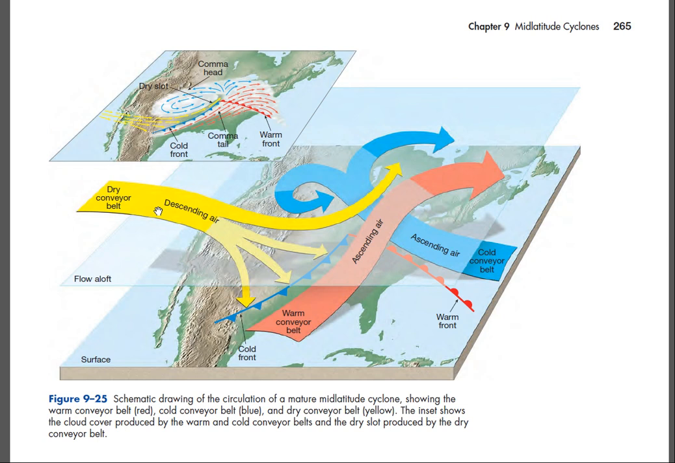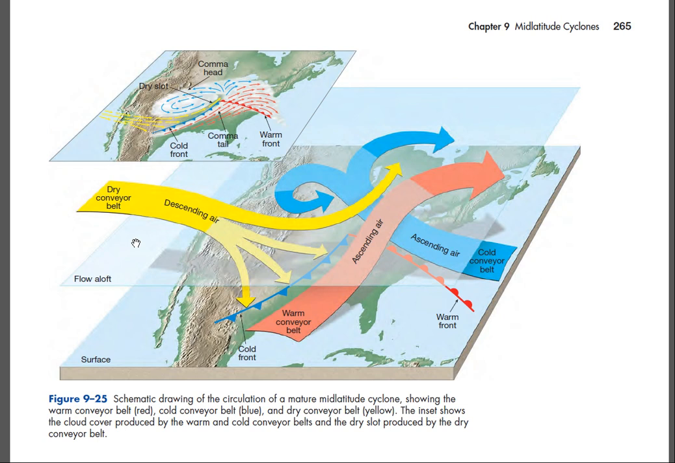One branch descends behind the cold front, resulting in the clear, cool conditions normally associated with the passage of a cold front. In addition, this flow maintains the strong temperature contrast observed across the cold front. The other branch of the dry conveyor belt maintains its westerly flow and forms the dry slot, a cloudless area that separates the head and tail of a comma cloud pattern, Figure 9.26.